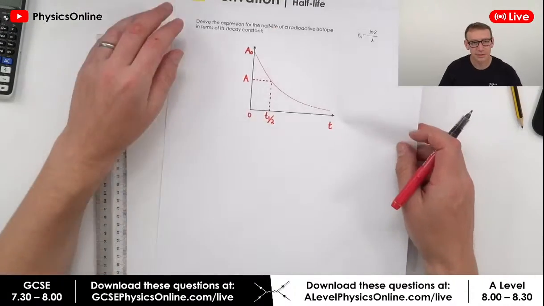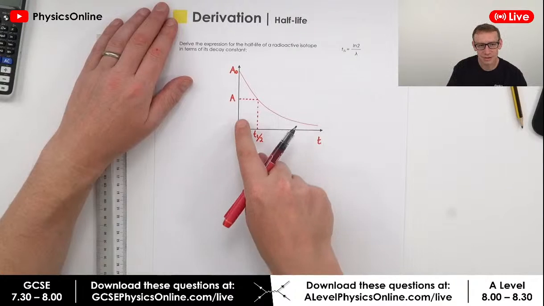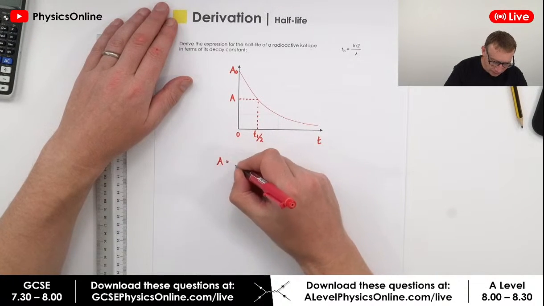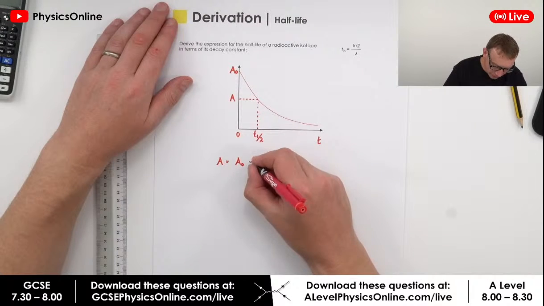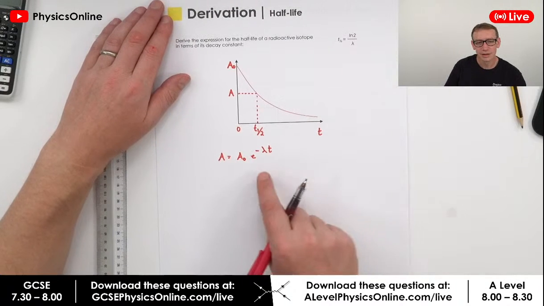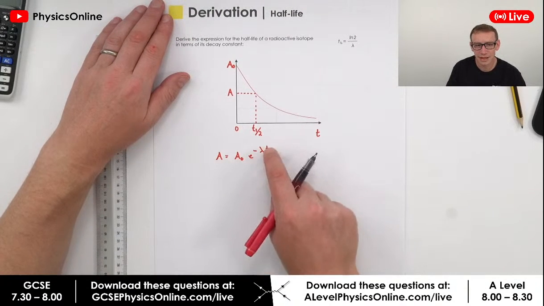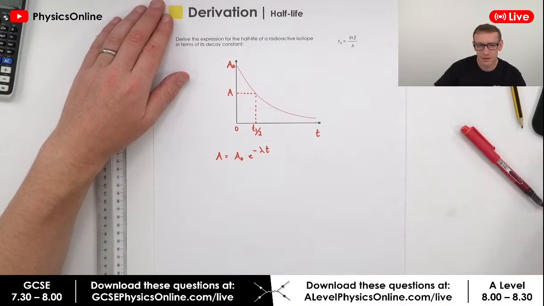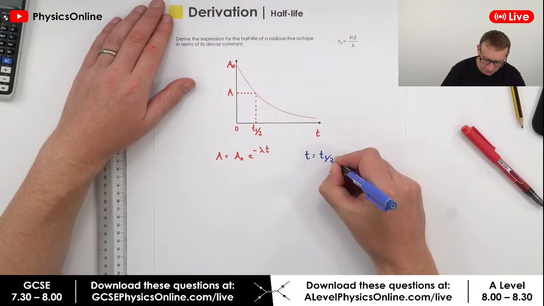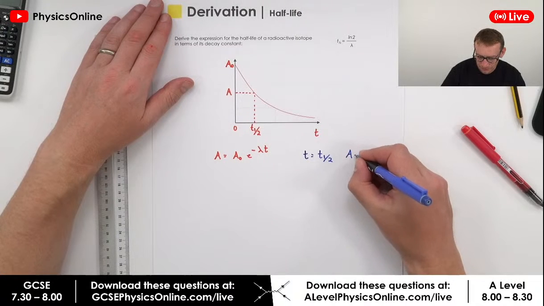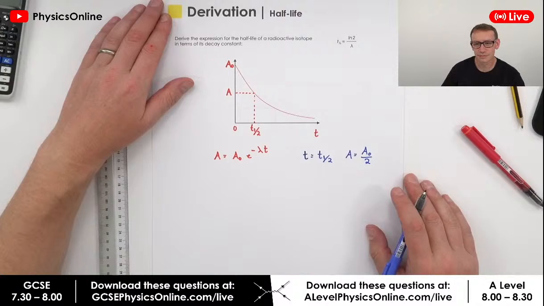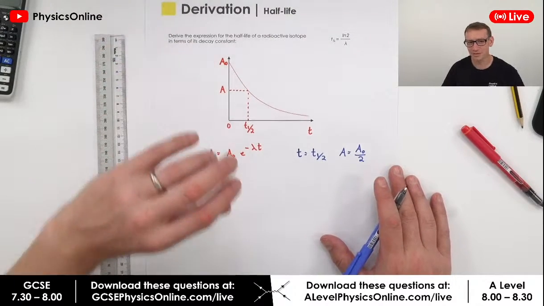Okay, now the equation that links activity to the original activity is A is equal to A naught times e to the minus lambda t. Now that means we can find out the activity at any time, but there's going to be a special case where when the time is equal to the half-life, t1/2, we know that the activity is going to be equal to half of the original activity. Does that make sense? Hopefully this is all making sense so far.